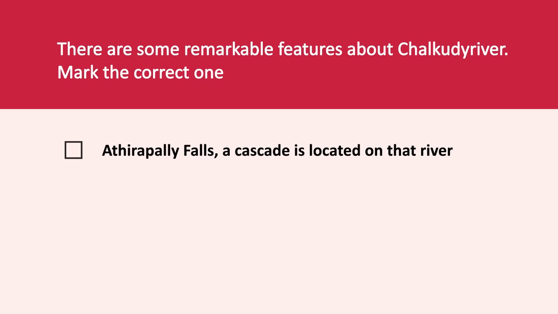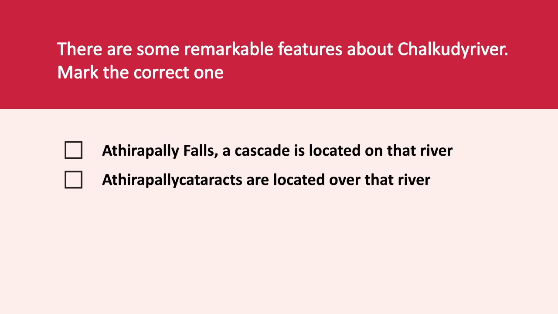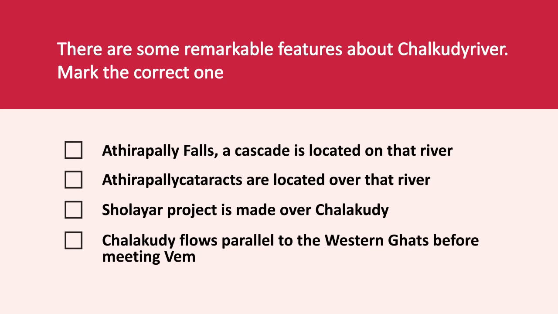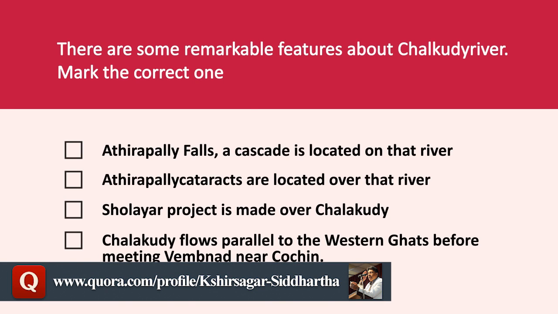Athirapally Falls is a cascade located on the river. Second, Athirapally cataracts are located over the river. Now note, the difference is only going to be in terms of cascade and cataract. The third, Sholayar project is made over Chalakudi. And the fourth, the Chalakudi flows parallel to the Western Ghats before meeting Vembanad near Cochin. Now, all of these choices have been made deliberately very, very close, and the student will go on to find it very difficult to answer it. But there are two things that are clean, and they are correct. Athirapally Falls are a cascade that is located on the Chalakudi river, and Sholayar project is indeed over Chalakudi.